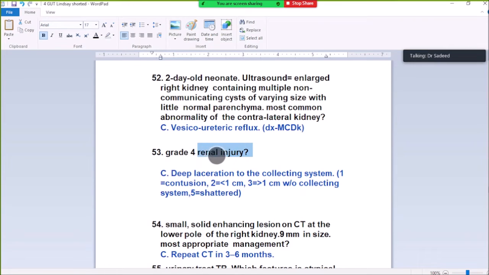Question number 53. Grade 4 renal injury is involvement of the collecting system. Grade 1 is only contusion. Grade 2 is less than 1 centimeter. Grade 3 is greater than 1 centimeter without collecting system involvement. Grade 4 is deep injury with collecting system involvement. And grade 5 is shattered kidney.